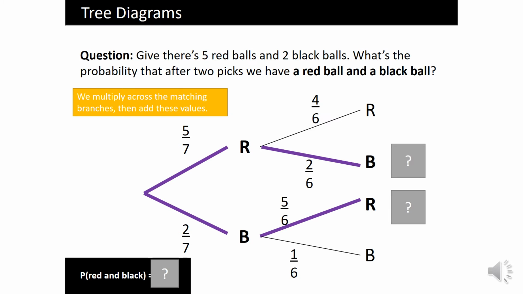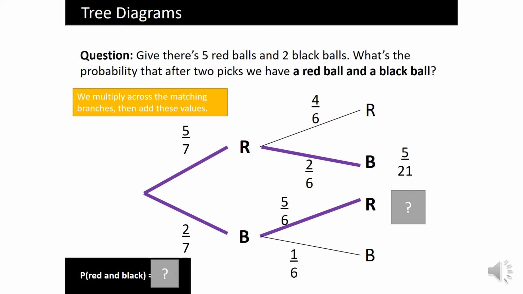So what is the probability that after 2 picks we have 1 red and 1 black one? So what we have to do then is look at the ways that end up with 1 red and 1 black. So either we could pick a red one first and then a black one, or we could pick a black one first and then a red one. And to work out the probability of those 2 events, we need to multiply down the branches. So let's start off by doing the first branch, red and then black. So on that one, the probability of getting a red was 5/7, and the probability then of getting a black was 2/6. So we need to multiply those together, and we end up with 5/21.